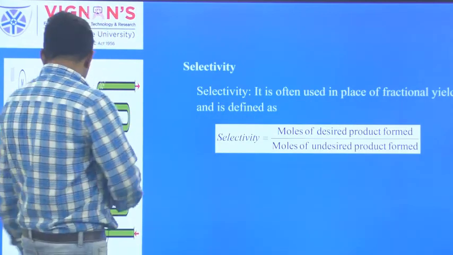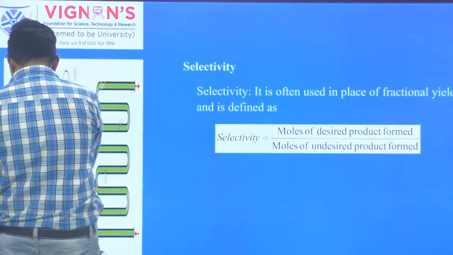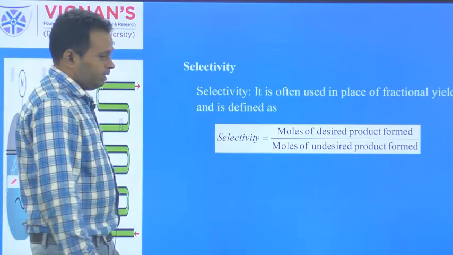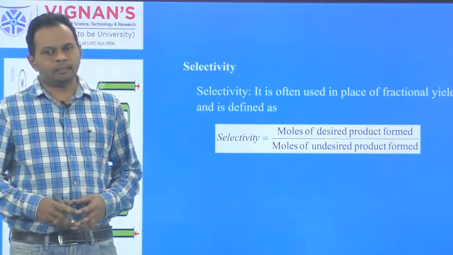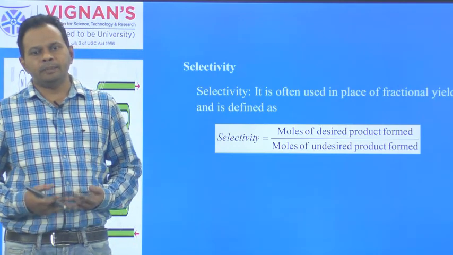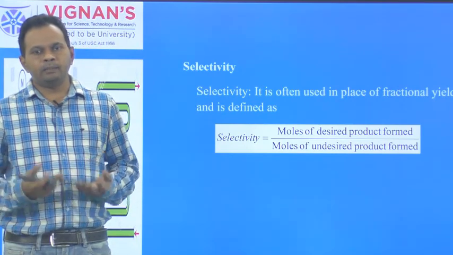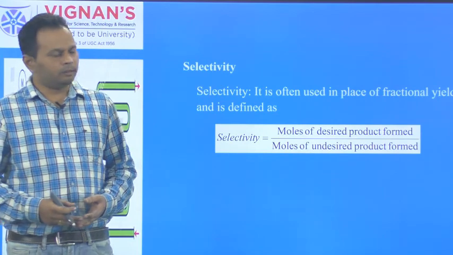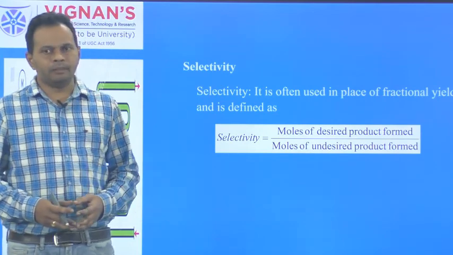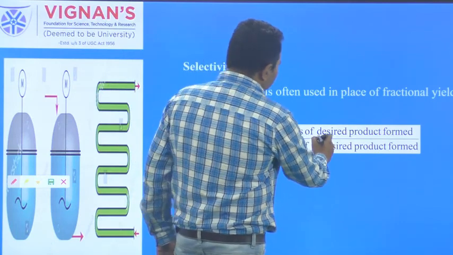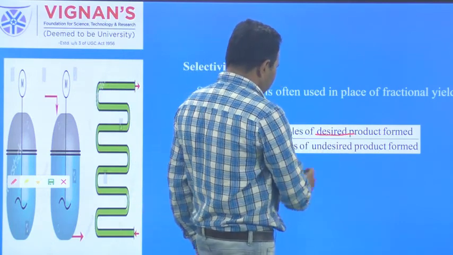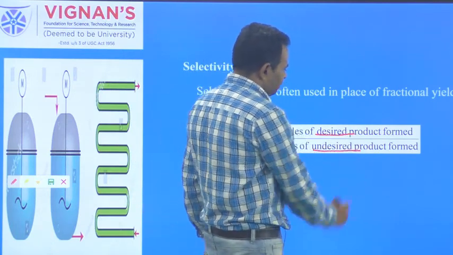Next one, in multiple reactions, especially in multiple reactions, in place of the yield, sometimes generally we use the selectivity. Why? Because the multiple reactions consist of two or more than two products. Among these, some may be the desired one and some may be the undesired one. So whenever the multiple reactions are encountered, frequently we use the selectivity in place of the yield. So selectivity is defined as the ratio of the moles of desired product produced to the moles of the undesired product produced.